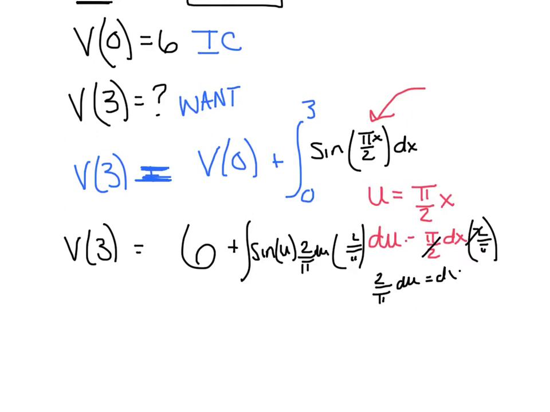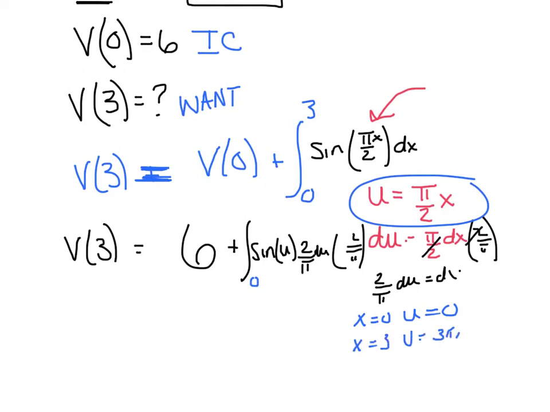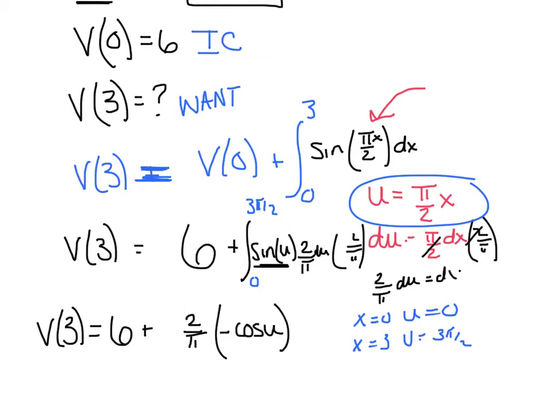All right, now the other thing I have to slow down and get are my bounds. Remember, we have to change the bounds into u bounds. So if x is 0, my u bound also becomes 0. I'm just plugging it in this equation. And if x is 3, my u bound now becomes 3 pi over 2. All right, so we're ready to integrate that piece. So I'm going to leave my v of 3 equals 6 plus. So let's go ahead and integrate. I'm going to pull that 2 over pi out front. The integral of sine, who do you take the derivative of to get sine? Well, of course, that's negative cosine of u from 0 to 3 pi over 2.